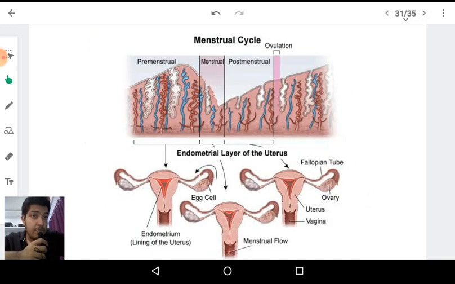So next is about the menstrual cycle. Here you can see the changes that are happening in the endometrial lining of the uterus. The layer is getting degraded and again it reforms when the process of ovulation is over. Ovulation is the process of release of the egg. So after ovulation, it slowly starts forming again, and in the menstrual cycle it ruptures and it is released out through the vagina.